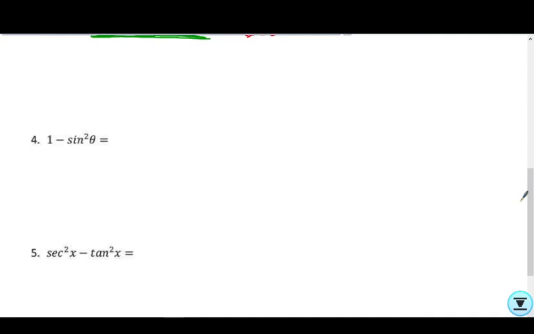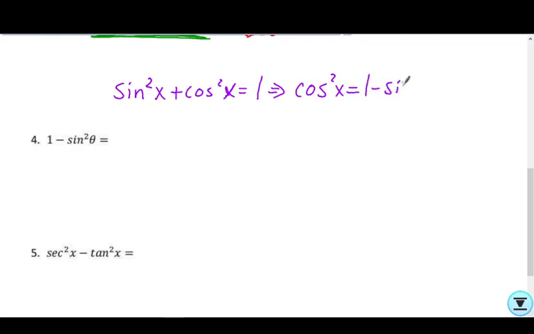Number 4, 1 minus sine theta. For this one, we're actually going to use one of our identities. We have one of our identities that says sine squared x plus cosine squared x equals 1. And I asked you on your formula chart to rewrite it. And when you rewrite it, you get cosine squared x equals 1 minus sine squared x. So this is what we have right here. So this is just cosine squared x. So knowing these identities is going to help you out in the long run.